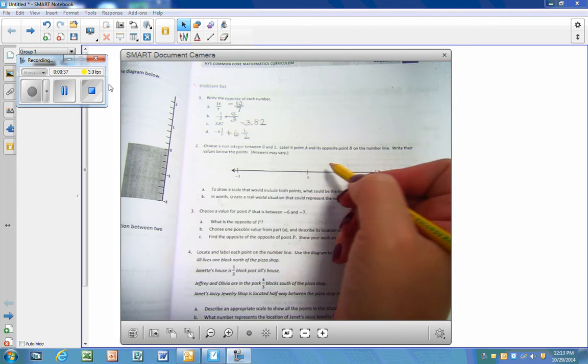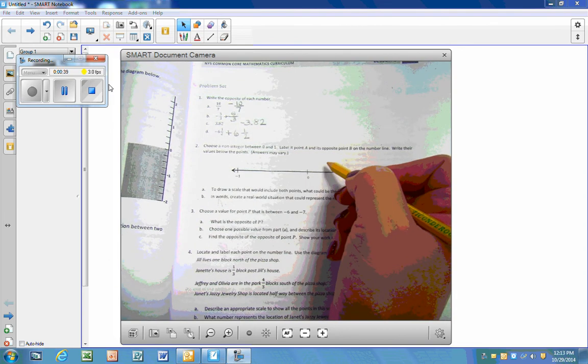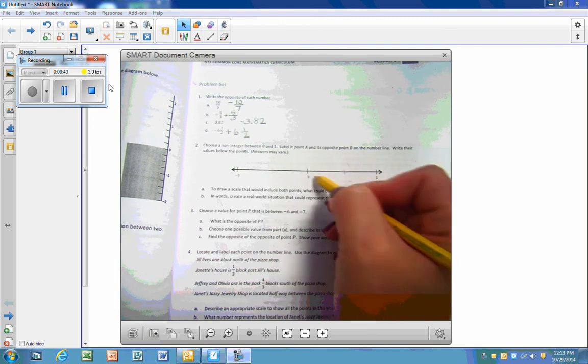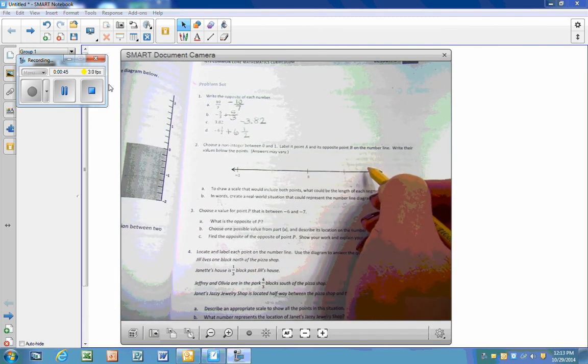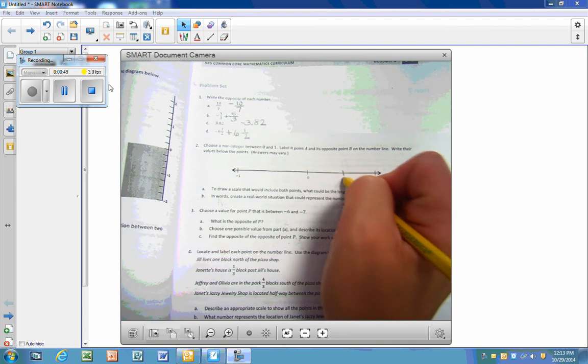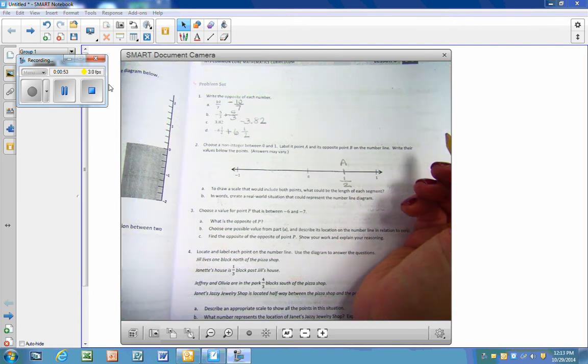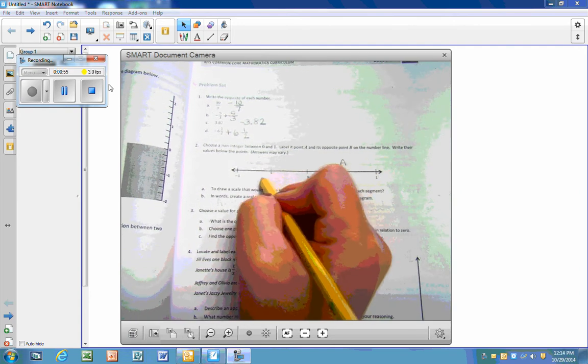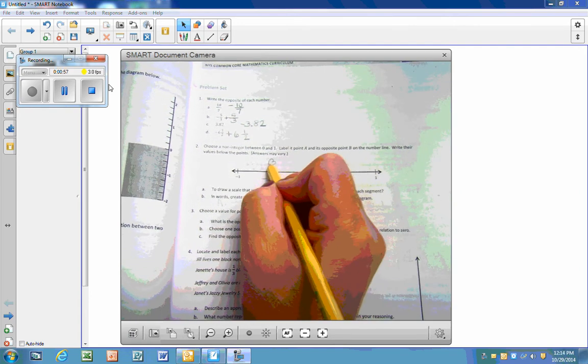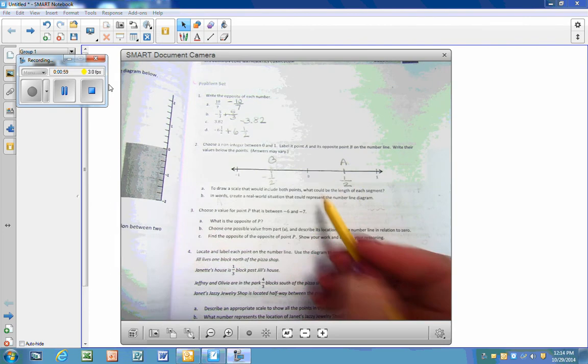Number 2 says to choose a non-integer between 0 and 1. That would be any non-whole number, because integers are all whole numbers. So it's all these fractions that lie on the number line between 0 and 1. Label it point A. So here I'm going to divide it into 1/2 and label that point A. And its opposite, point B, would be negative 1/2. And write their values below the points, which we've done.